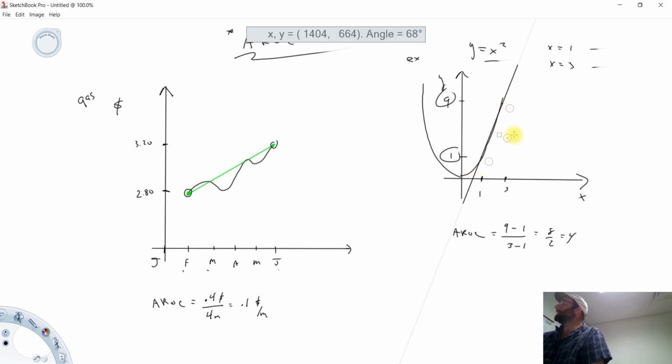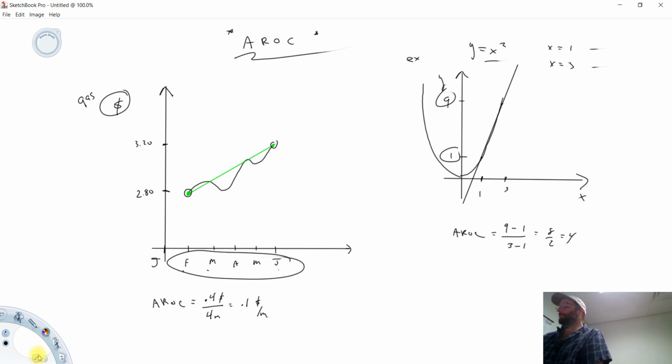So anyway, that's my quick introductory or reminder video, depending on where you're at with this stuff, on what average rate of change is. It describes how one variable is changing with another. And by the way, it's a slope calculation, right?